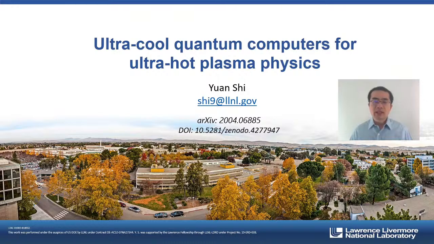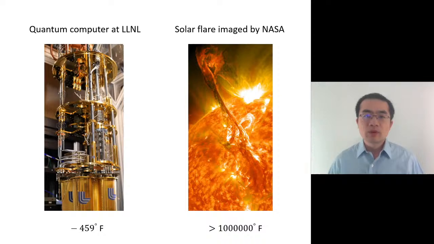Hello, everyone. My name is Yuan, and I'm from Lawrence Livermore National Lab. Today, I'll be talking about using ultra-cool quantum computers for ultra-hot plasma physics. Quantum computers operate inside fridges colder than -400 Fahrenheit. But plasma physics operate inside stars hotter than millions of degrees. In our daily experience, the cold fridge and hot star have nothing in common. But from the physics perspective, both systems are governed by a similar set of laws.